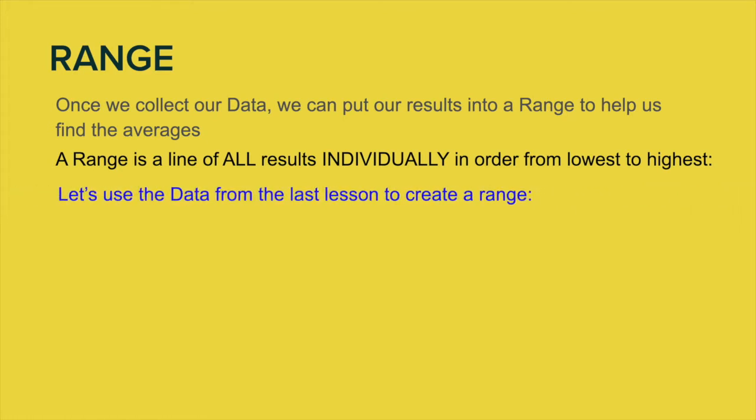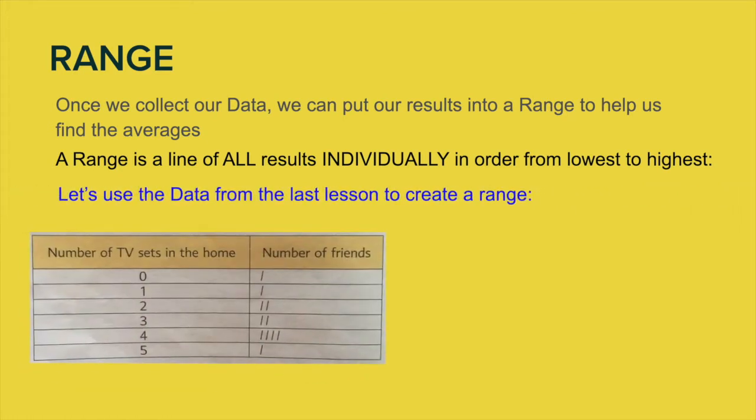So let's use the data from the last lesson to create a range. Remember this, we had the number of TV sets in a home. This was the numbers, the quantity. And this was the number of friends. Now this information here is what we're going to use for our range. So how many zeros have we got? We've got 1 zero, we've got 1 one, 2 twos, 2 threes, 4 fours, and 1 five. So let's now put that into a range.